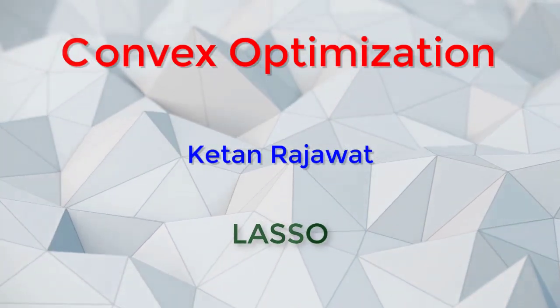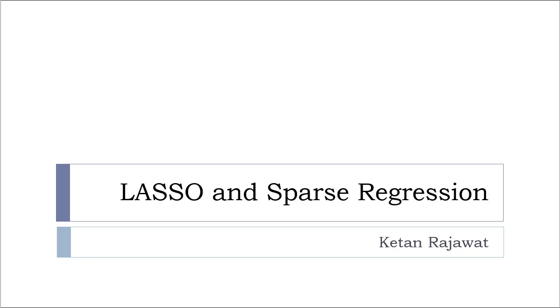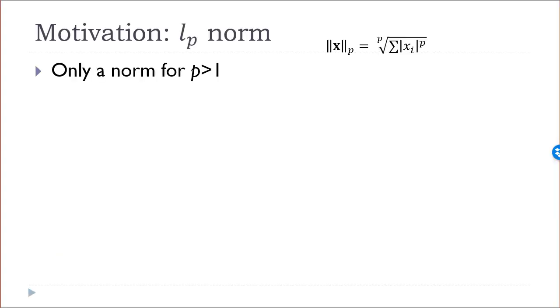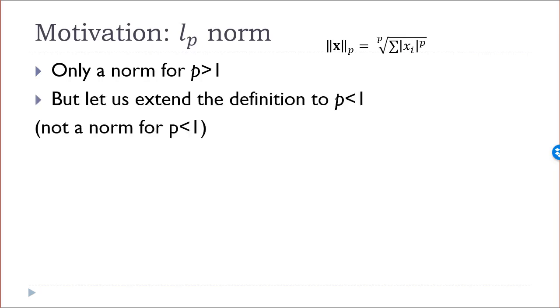We now take a more detailed look at the Lasso regression or the sparse regression and all of the interesting properties associated with L1 norm minimization. The motivation for using various types of norms arises from the definition of the LP norm, which is given here. As we already know, this allows us to define a valid norm whenever p is greater than 1. But this definition actually does not prevent us from setting p less than 1. It would not be a norm for that case, but this quantity can be calculated nevertheless.